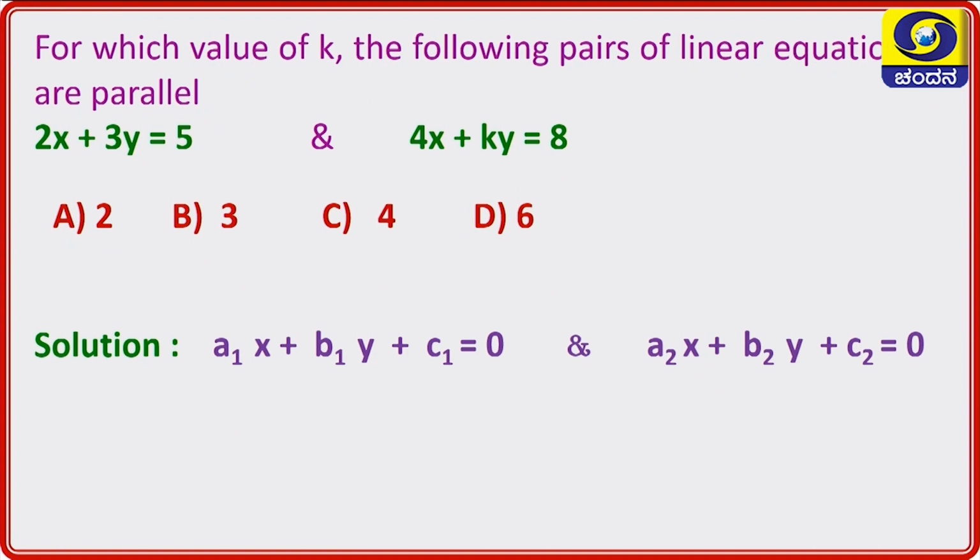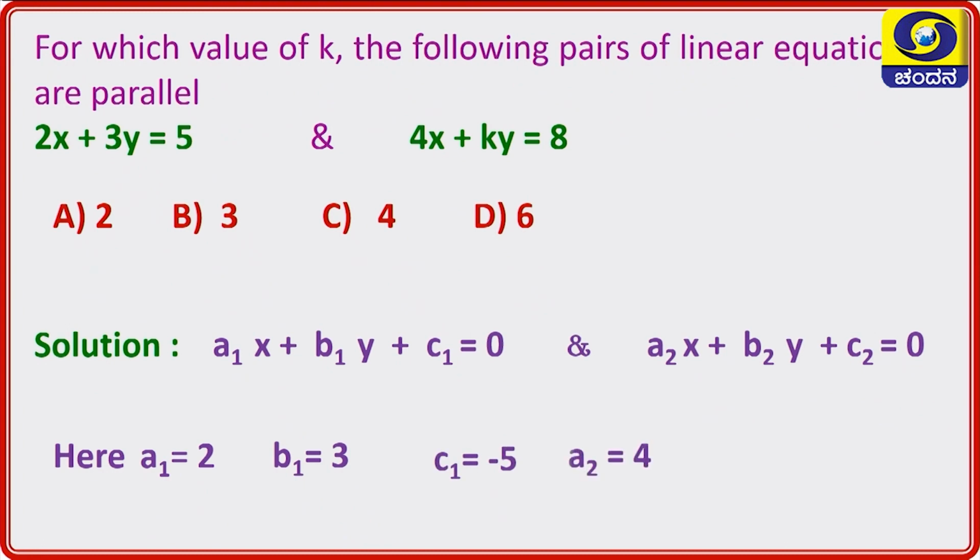Consider this as equation a1x plus b1y plus c1 is equal to 0 and a2x plus b2y plus c2 is equal to 0. Here the value of a1 is equal to 2, b1 is equal to 3, c1 is equal to minus 5.